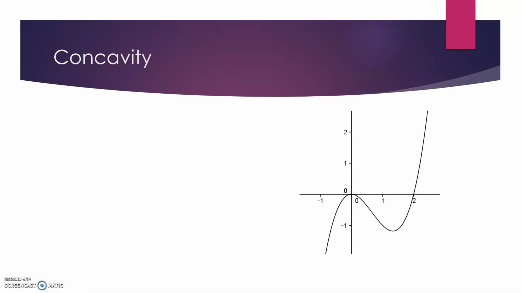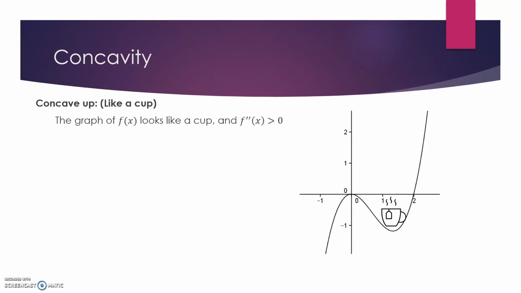So the definition first of concavity: a function is concave up, like a cup, on an interval where the second derivative is greater than 0. So you have that cup shape on this graph for part of the graph. And this is a graph of f, just to emphasize, so f looks like a cup, f double prime would be above the x-axis.